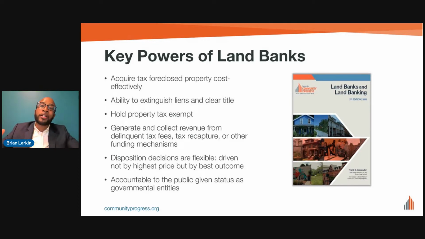And we're also returning them in ways that benefit the community as a whole, not necessarily maximizing the highest transaction costs. And ultimately, they're accountable to the public, given their status as governmental entities. This right here is what the land bank's toolbox consists of to accomplish those larger goals that we said before.